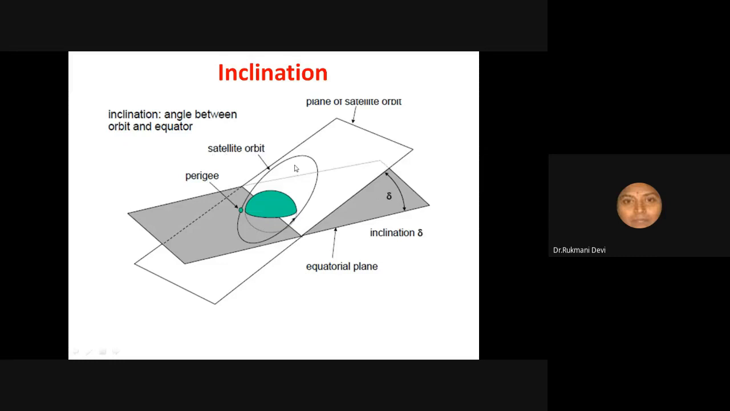This oval shape represents the satellite orbit. This is the perigee. It rotates around the Earth like this. Look at this one, this is the inclined plane of the satellite orbit. It rotates based on the inclination from the equatorial plane. So we have to calculate this delta, to see how it rotates around the Earth.